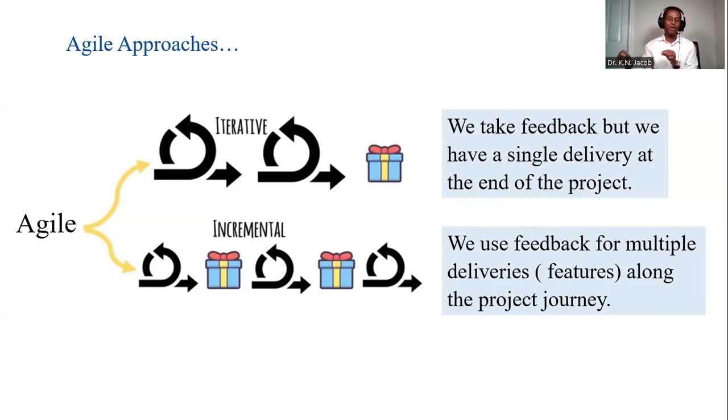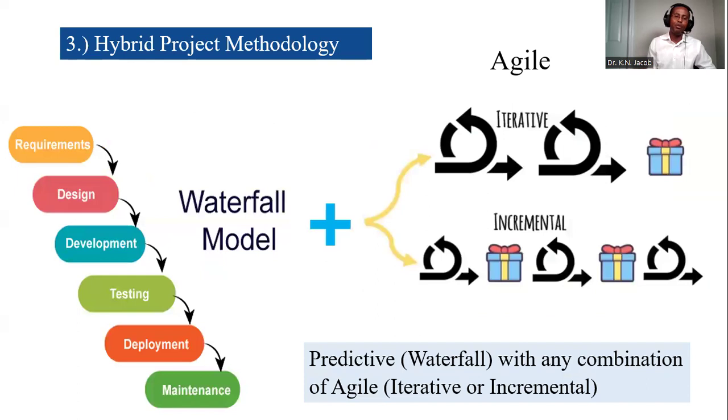That's multiple deliveries. But if we are going to have a single delivery, yes, we are getting the feedback from the market, but we want to release a single delivery at the end of the project, then that's iterative. Now, the third project methodology is hybrid project methodology. This is a combination of predictive, the waterfall traditional model, with any combination of agile, whether it's iterative or incremental.